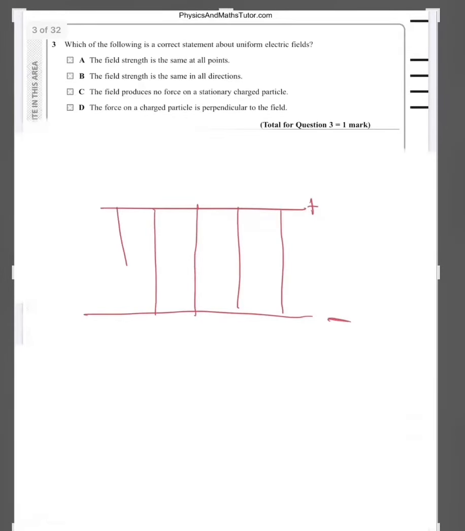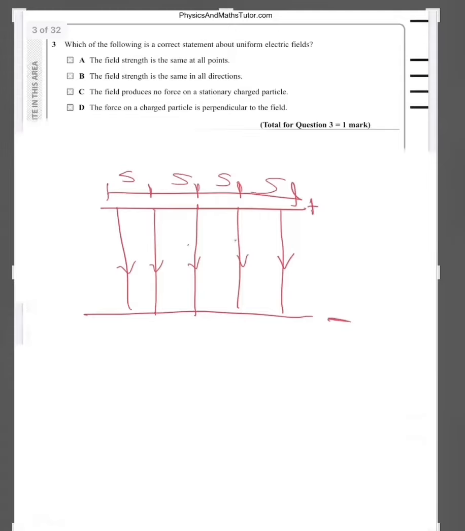Number 3. Which of the following is a correct statement about uniform electric fields? A. The field strength is the same at all points. This is the answer. Since, for example, we have a positive charged plate here and a negative charged plate here, so the field lines would be like this. They will go from positive to negative, having the same gap in between. Same gap. This suggests that the field strength is the same at all points since they are equidistant from each other.